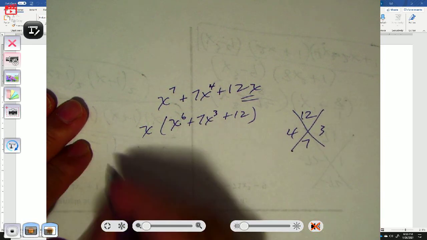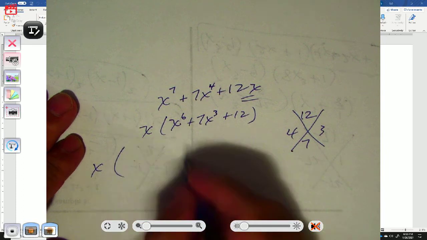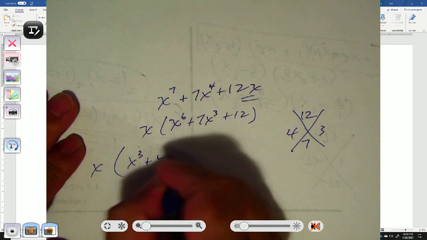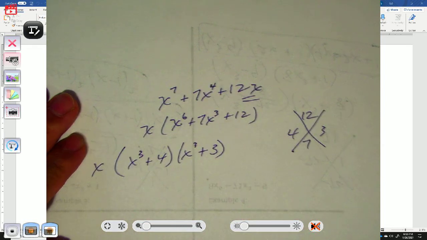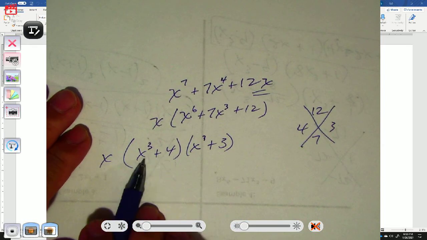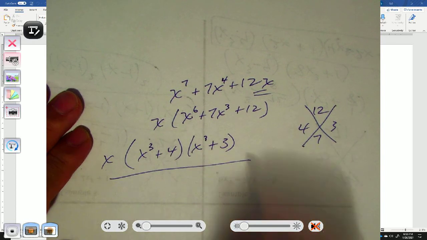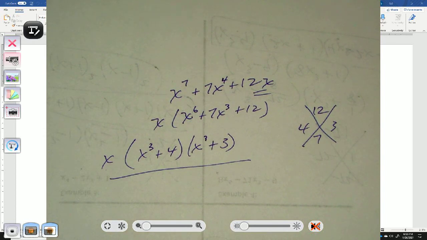That x comes for the ride. But that becomes (x cubed plus 4)(x cubed plus 3). Now, 4 is not a perfect cube and 3 is not a perfect cube. So that's it. That's the final answer for that one. Okay. Now I'm done.